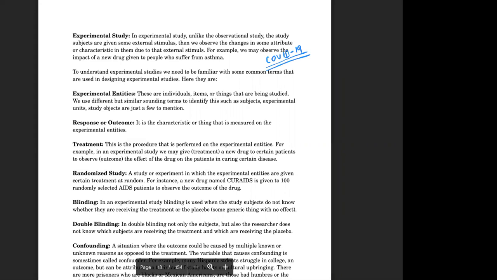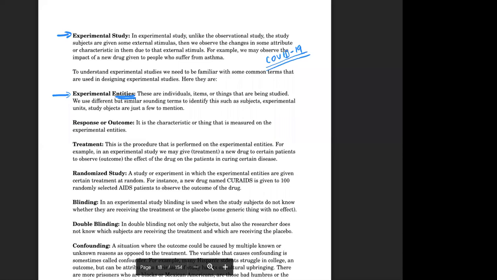So let me just explain different terms that you will be hearing. If you read a research report or if you read a newspaper, you might come across these terms, and I want you to be comfortable with this. Experimental study, versus observation. Now, experimental entities, these are the items or individuals or things that are being experimented on. So in case of COVID-19, people, those who are receiving the vaccines, they would be the experimental entities, okay?